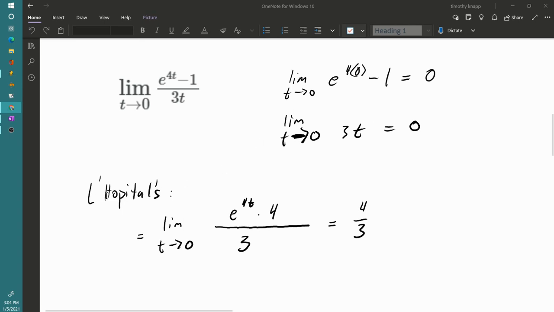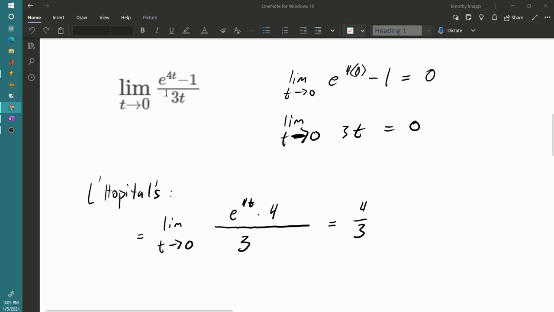L'Hopital's rule needs a limit of a 0 in the numerator and the denominator, or something like infinity over infinity. There are different variations. This one's a 0 over 0. So now, since we've established that these are both 0, I can use L'Hopital's rule.